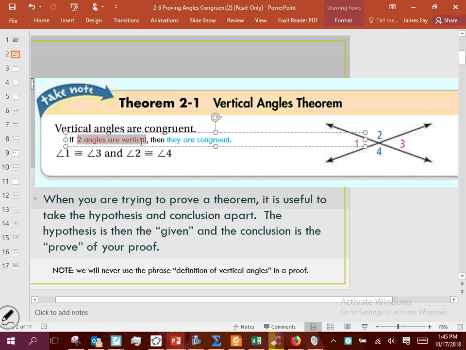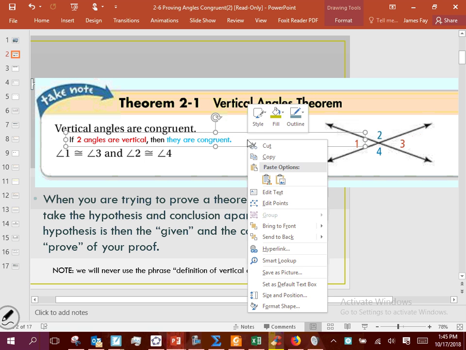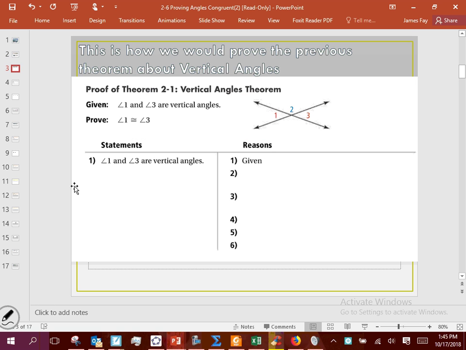But the if-then statement, the red part here, what do we call the red part? What was that vocabulary word? The hypothesis. The hypothesis turns into your given in your proof. Okay? So if the red becomes the given, what's the blue part become? That's the proof. Okay? That's the proof statement. So when we look at this in the next slide, we're going to have that phrase in our given, in our proof. Now, I'm going to copy this and go to the next slide.